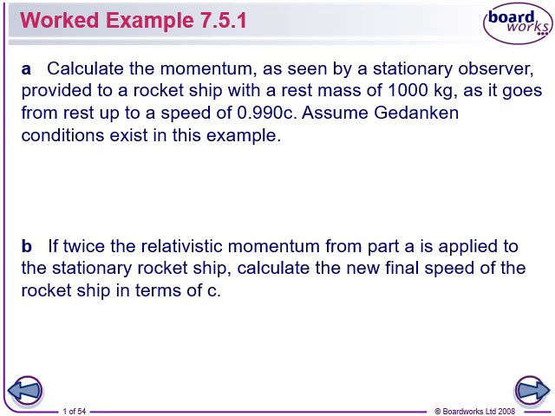Calculate the momentum, as seen by a stationary observer, of a rocket ship with a rest mass of 1,000 kilograms as it goes from rest up to a speed of 0.99 c. Assume Gedanken conditions exist in this example. Okay, so we need to consider our Lorentz factor because we're traveling at 99% the speed of light.